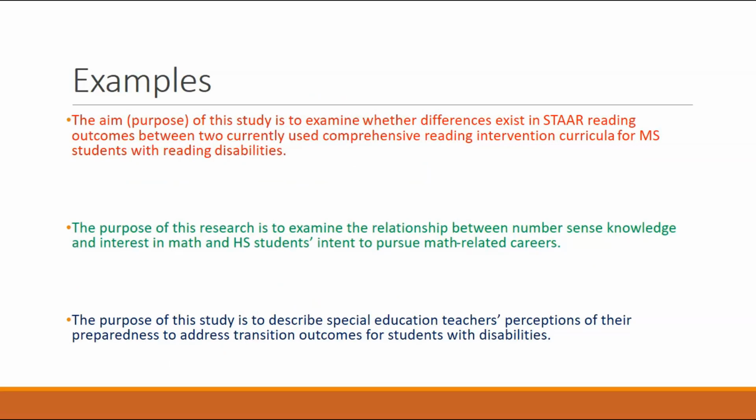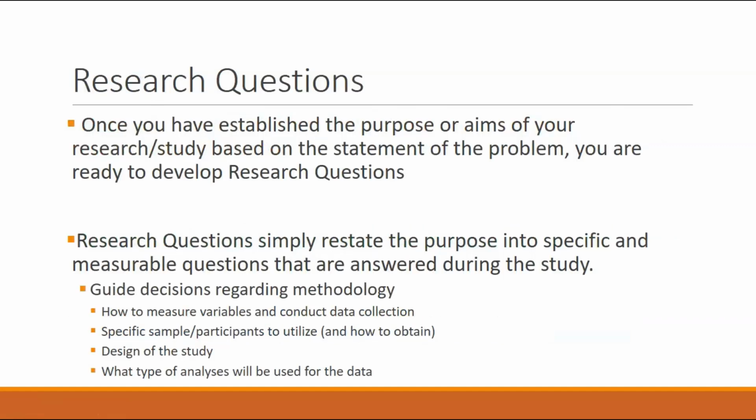So for this first one, you could turn this into a research question by saying, what are the differences on STAR reading outcomes between two currently used reading intervention curriculum for middle school students with reading disabilities? Or this next one is, what is the relationship between number sense knowledge and interest, and so forth? Or this bottom one is, what are special education teachers' perceptions? So you can see there I've used the same language. I've just simply turned my purpose into an actual question. So that really makes it much more simplistic for you, for the reader, that the purpose is clearly articulated, what you hope to do, what you're aiming to do in the study.